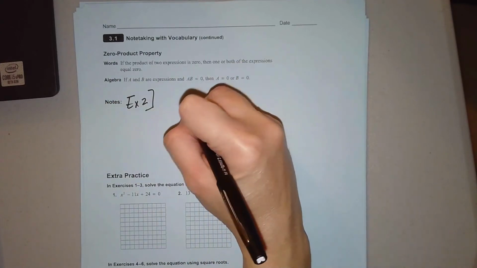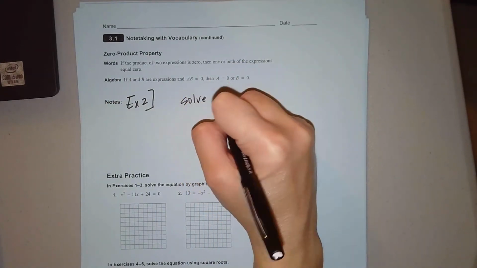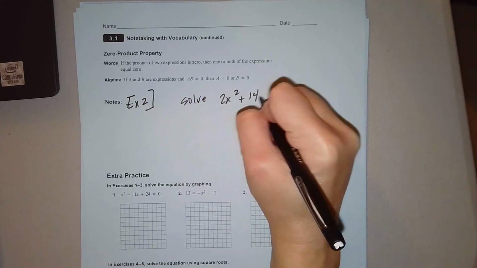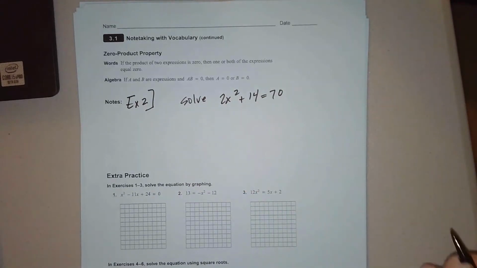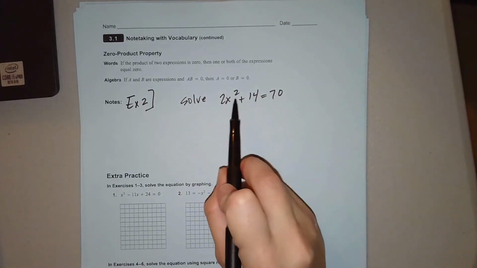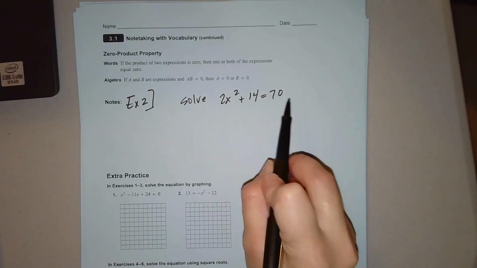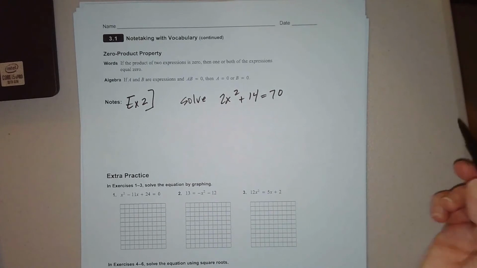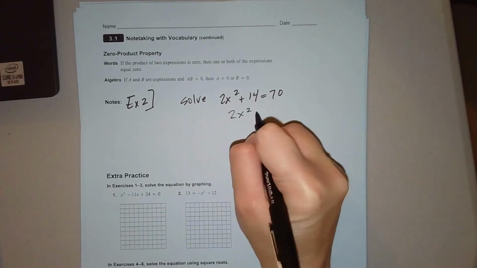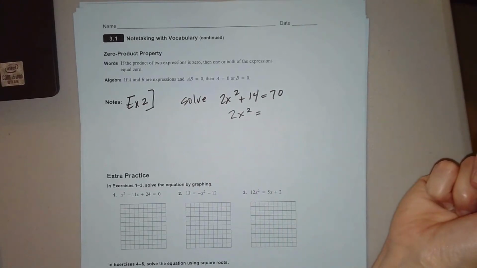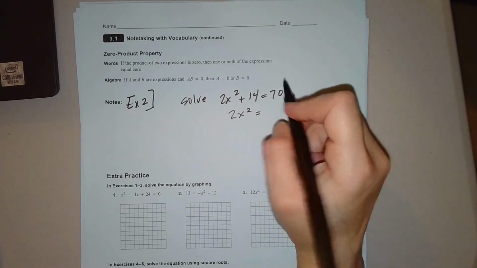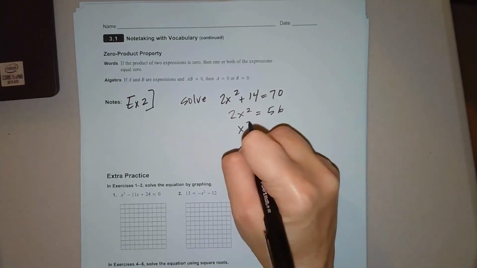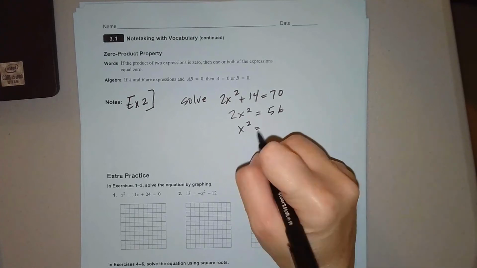So this one says solve 2x squared plus 14 equals 70. So notice there's no b term, right? So there's an x squared and a constant term, and then there's a number on this side. There's no x's. So this is where we're going to use the square root method. And so I'll show you what that looks like. Ultimately what you're going to do is get x squared by itself. So I'm going to subtract 14 from both sides. I'm going to divide both sides by 2.